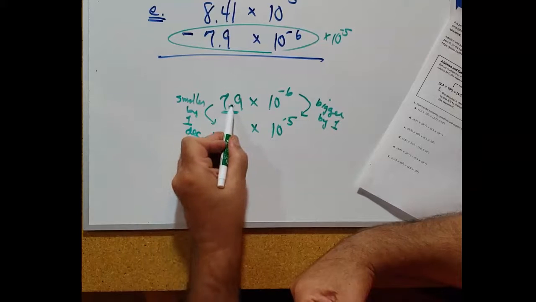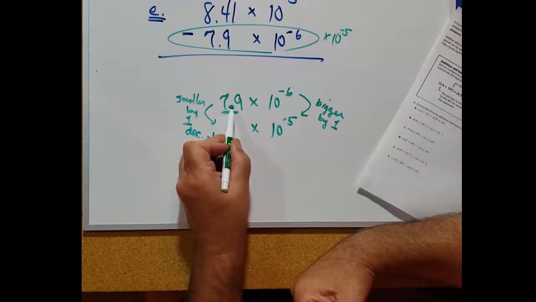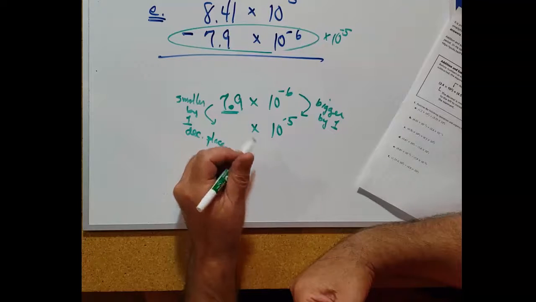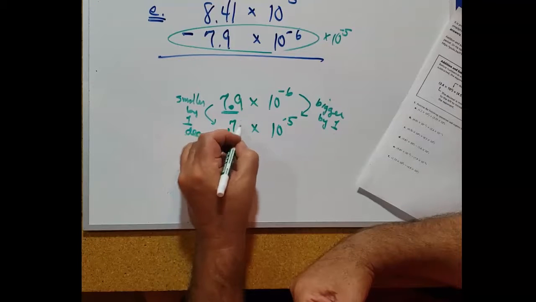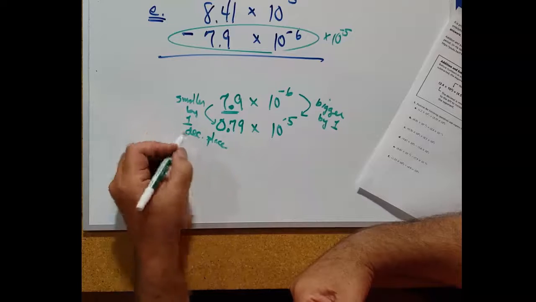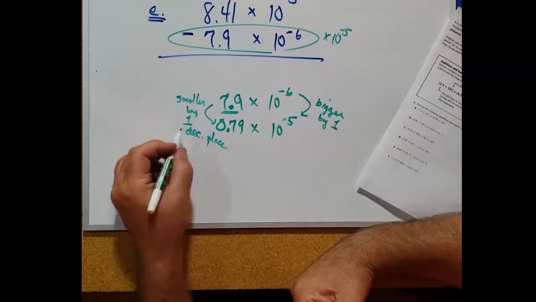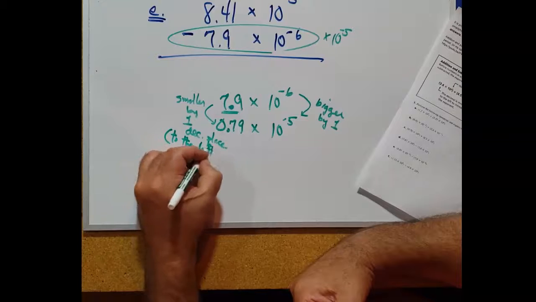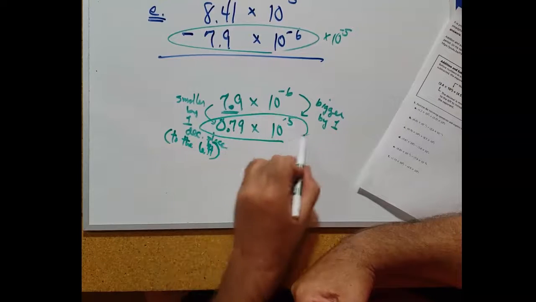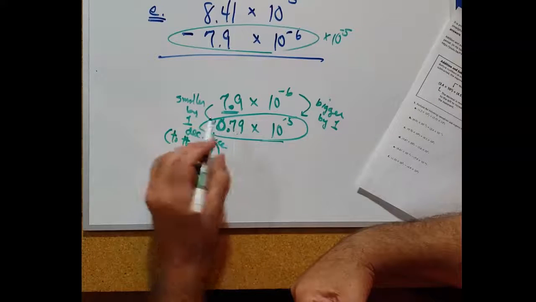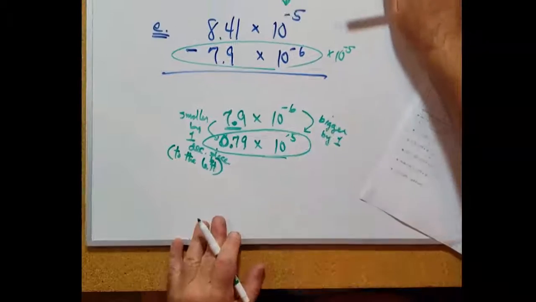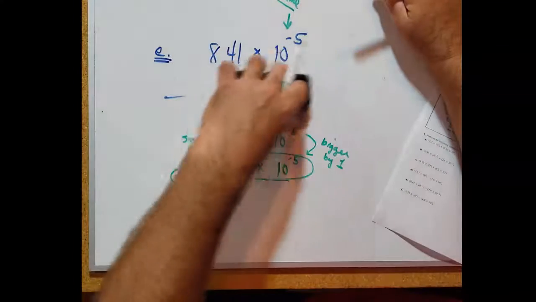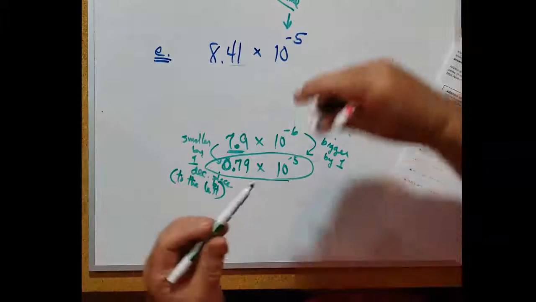Right. What direction do I move the decimal to make a smaller number? Well, if I move it this way, I'm going to end up with 79. I don't want that. I want 0.79. Right. To make numbers smaller, you move the decimal point to the left. Right. So this is the number that I want to put back upstairs in this original problem. So let me erase this and go back.